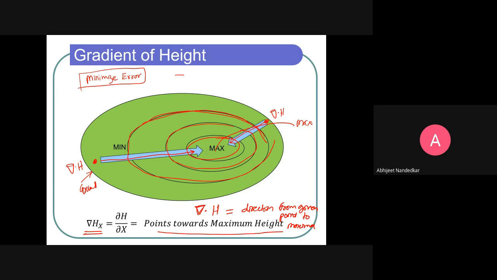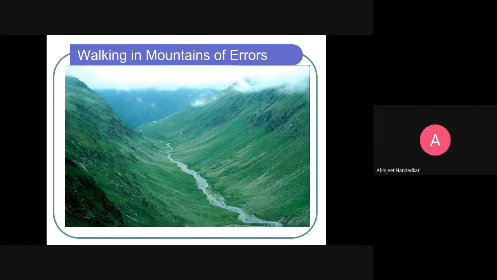So when I take the gradient of error, it will return a vector which is pointing towards the maxima. When I take the negative gradient of error, I get a vector in the opposite direction, which will point towards the minimum. That's why we are always interested in the negative gradient of error. The same situation is depicted here. If I am standing here and take the gradient, it will give me this direction, but I want to travel in this direction.